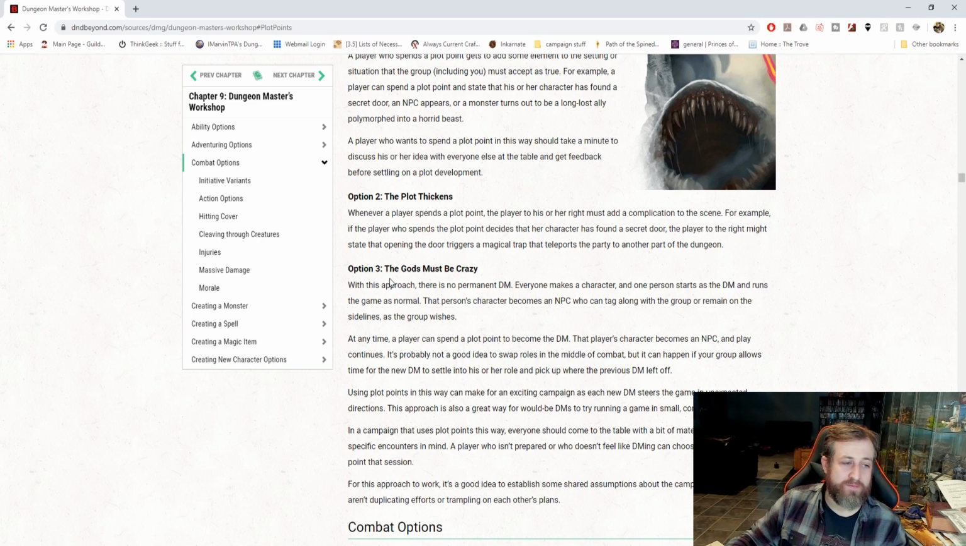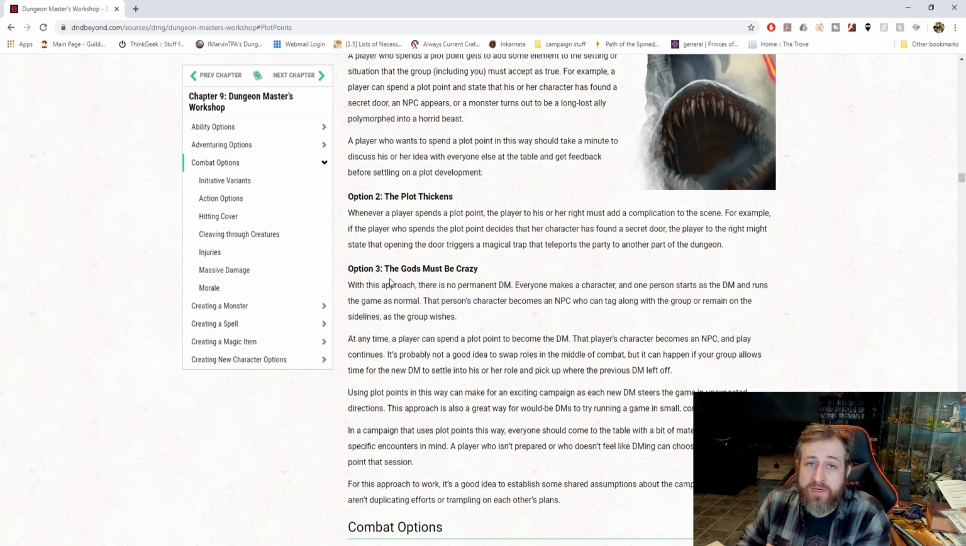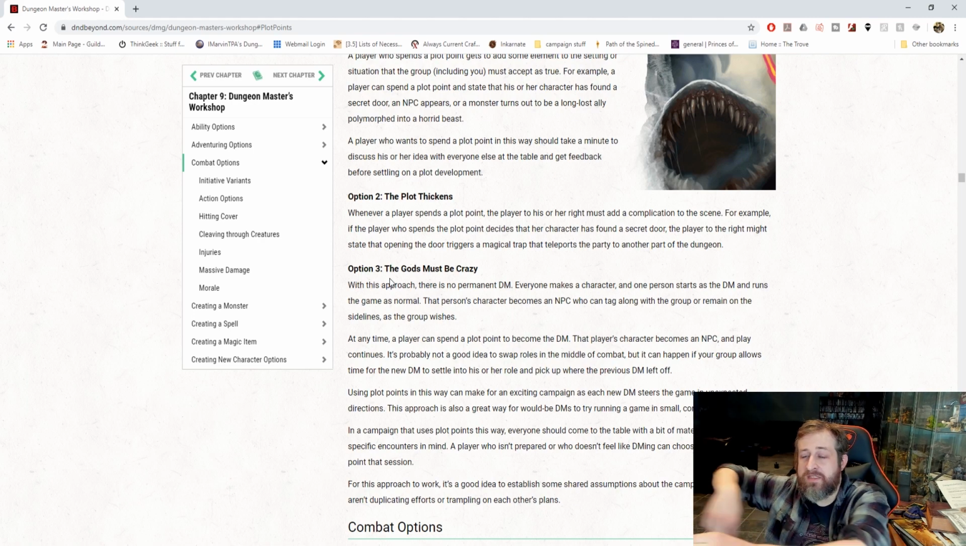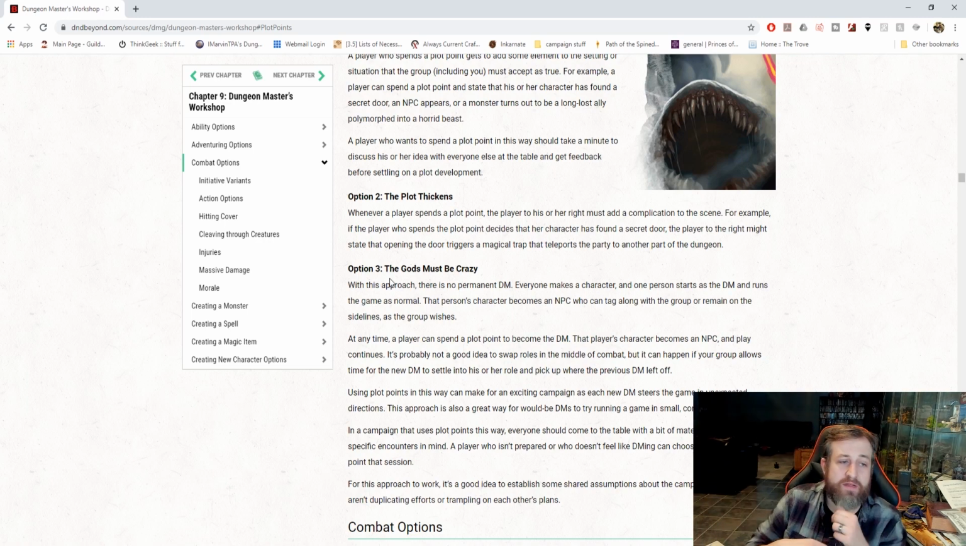Everybody makes a character. The person that is the DM, their character becomes an NPC who tags along with the group, remains on the sideline, whatever they want. At any time, a player can spend a plot point to become the DM. Then their character rotates to the NPC spot, and the previous DM rotates their character back into the party. That player becomes an NPC, and play continues.